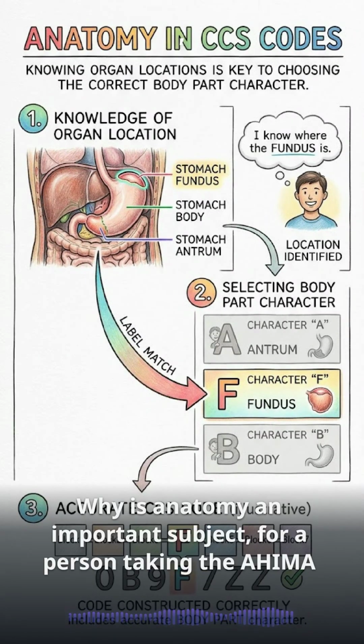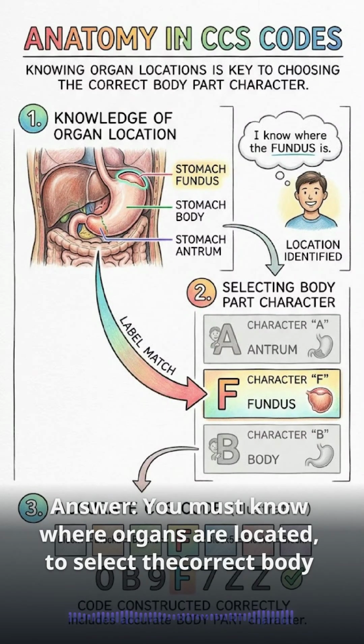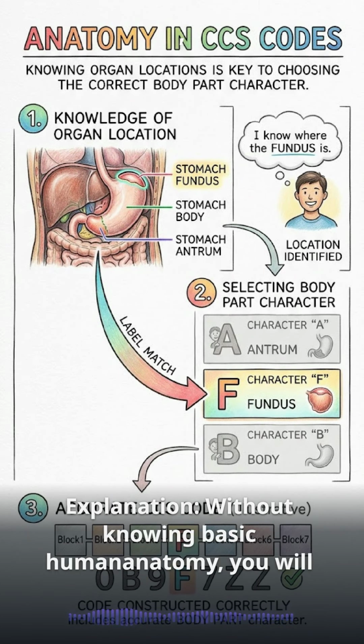17. Why is anatomy an important subject for a person taking the AHIMA CCS certification test? You must know where organs are located to select the correct body part character accurately. Without knowing basic human anatomy, you will fail to build accurate procedure codes every time.